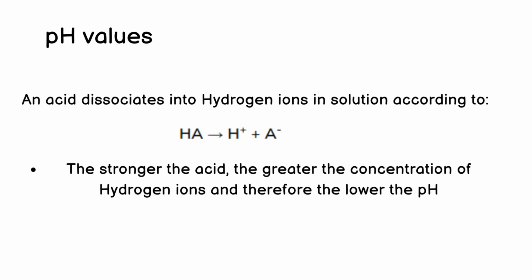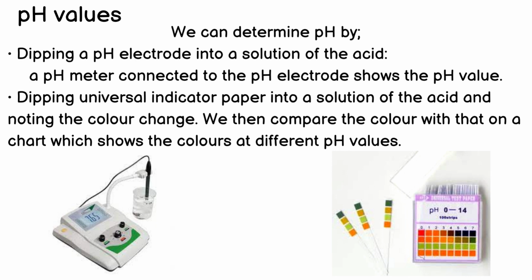pH values. An acid dissociates into hydrogen ions in solution according to HA gives H plus and A minus. The stronger the acid, the greater the concentration of hydrogen ions, and therefore the lower the pH. We can determine pH by dipping a pH electrode into the solution of the acid. A pH meter connected to the pH electrode shows the pH value. Dipping a universal indicator paper into a solution of the acid and noting the color change, we then compare the color with that on a chart which shows the colors at different pH values.